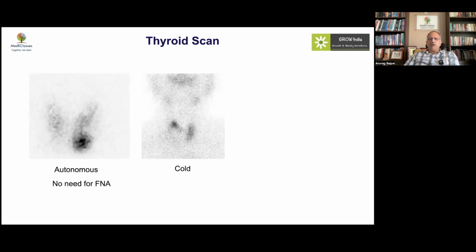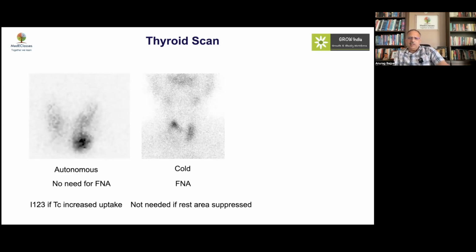On the other hand, if you have this interesting scenario of uptake in all the regions of thyroid and in one region the uptake is less, this is a highly worrisome situation. This is what is known as a cold nodule, and you have a very high risk of malignancy. So this is where you should go ahead and do FNAC. Now, very importantly, if you have increased uptake on technetium, some people talk about use of iodine-123 because that will give you more information.